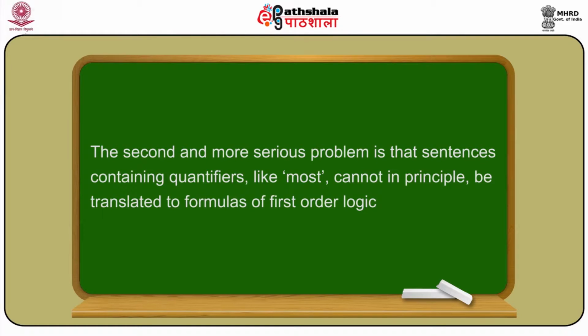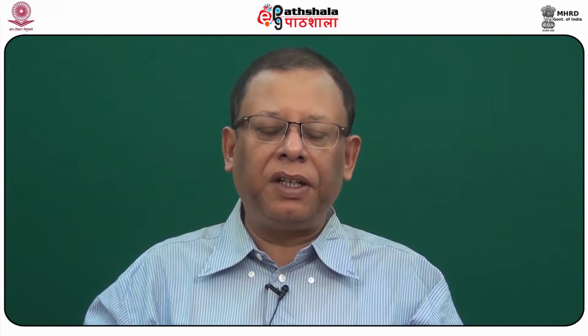The second and more serious problem is that sentences containing quantifiers like most cannot in principle be translated to formulas of first order logic. Okay? This can be proved mathematically. We won't get into it because it involves knowing a lot more about set theory and logic than we presuppose in this course. But there are people who have proved this. So, for example, there's a paper by the philosopher and mathematician, the logician John Barwise, and the linguist Robin Cooper from 1981, who actually showed that if you take most to mean something like more than half, there really is no way to express the statements 16 and 17.